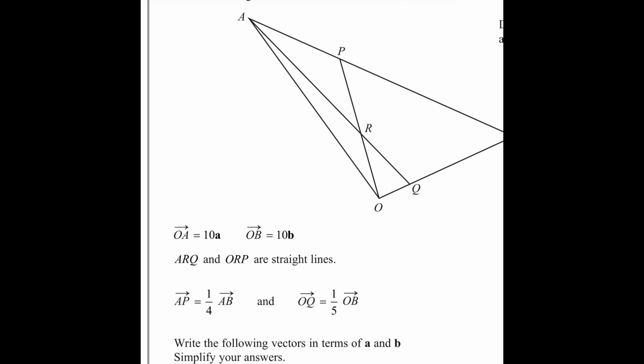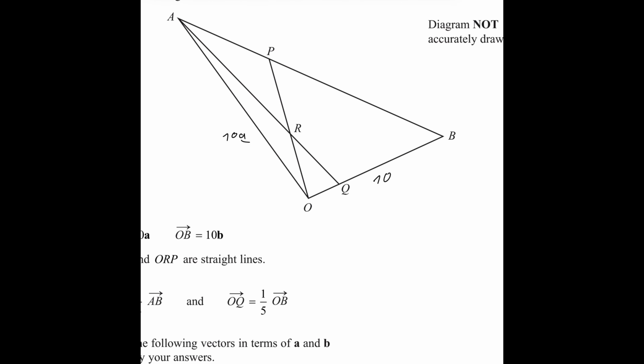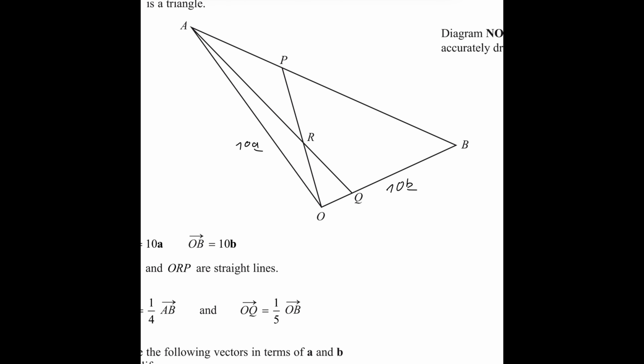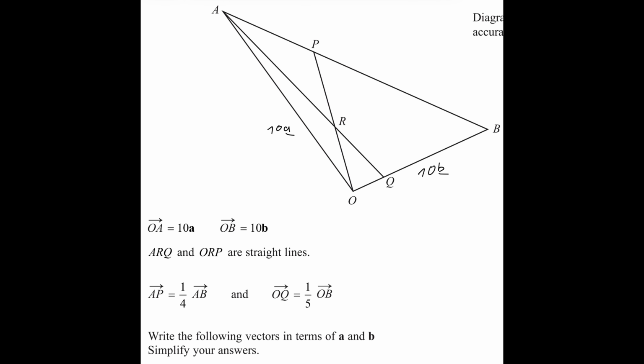O to A is 10A. O to B is 10B. And it tells us A to P. Well, we don't know A to P. Oh no, A to P is a quarter of A to B. So let's find A to B real quick.